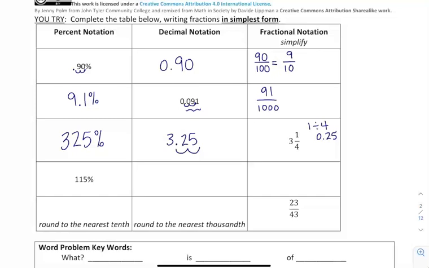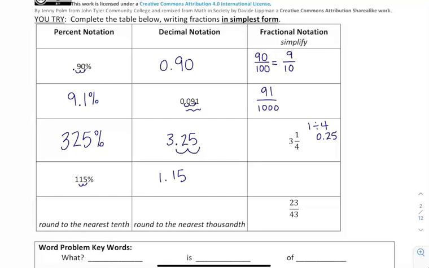If you look at the next row, 115%, move our decimal to the left, and we get 1.15. Again, it was over 100%, so it is going to be a number to the left of that decimal point, unlike the first two rows where there was a 0.